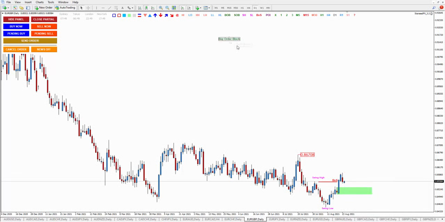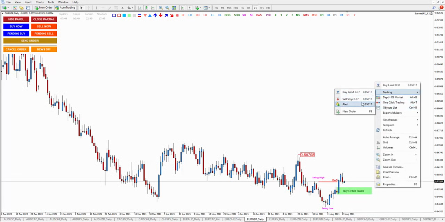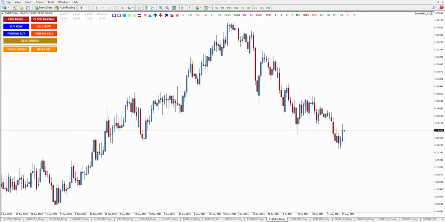This is buy order block. So let's wait and you can place an alert here. Right click, choose trading, choose alert. There you go. Okay, now let's go to Euro Yen.